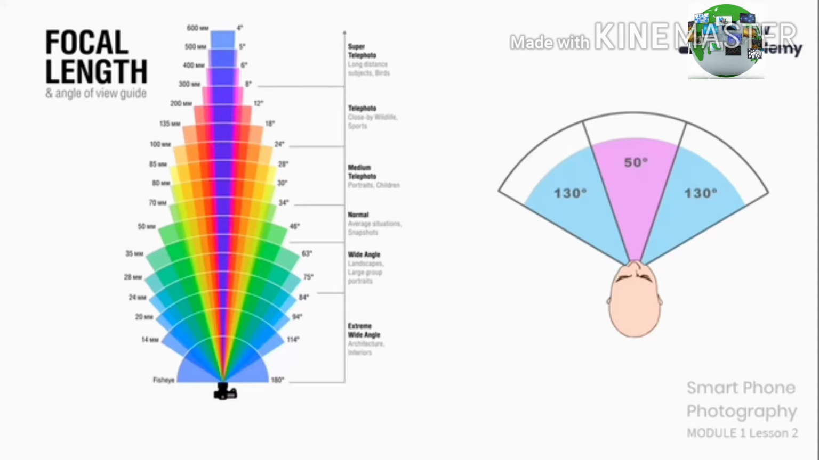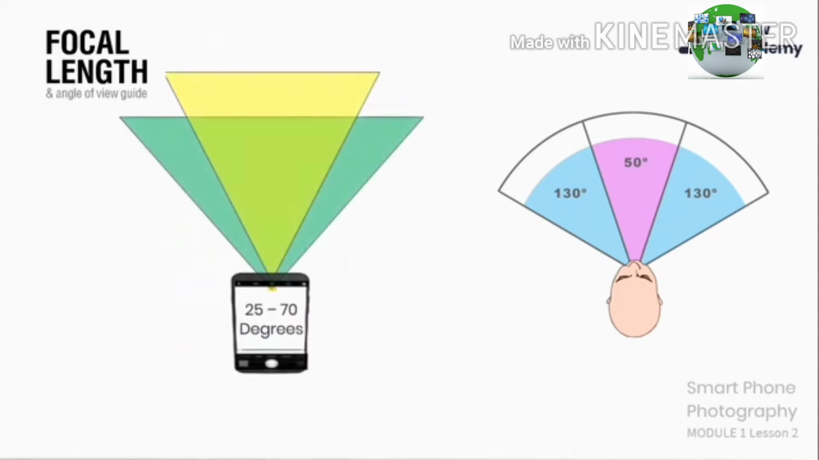Now, if we look specifically at our phones, the lenses are much more limited. Typically, they will range in and around 25 to 70 degrees with the inbuilt lens. Now we can get attachments, as we're going to see, to make our lenses wider.